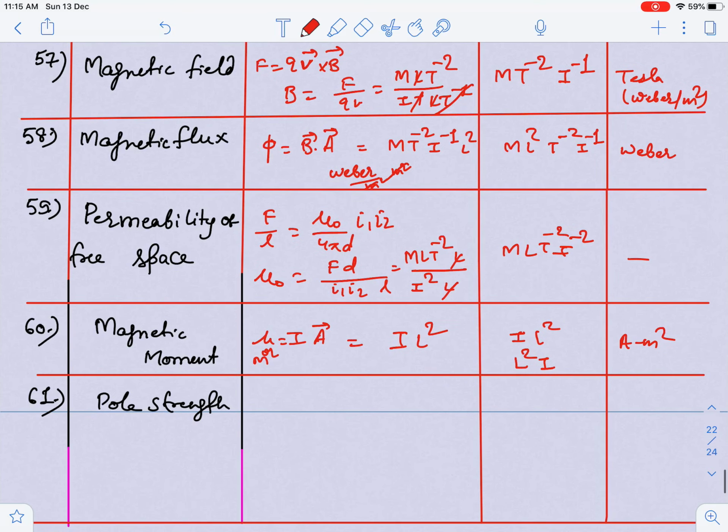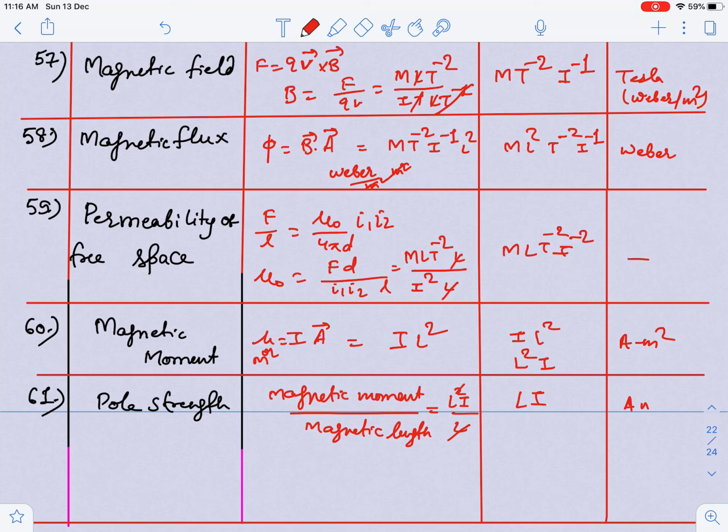And the last one is pole strength. Pole strength is magnetic moment upon magnetic length. Magnetic moment I have calculated as L square I, and upon L, this L cancels, so L into I. Unit is ampere into meter.